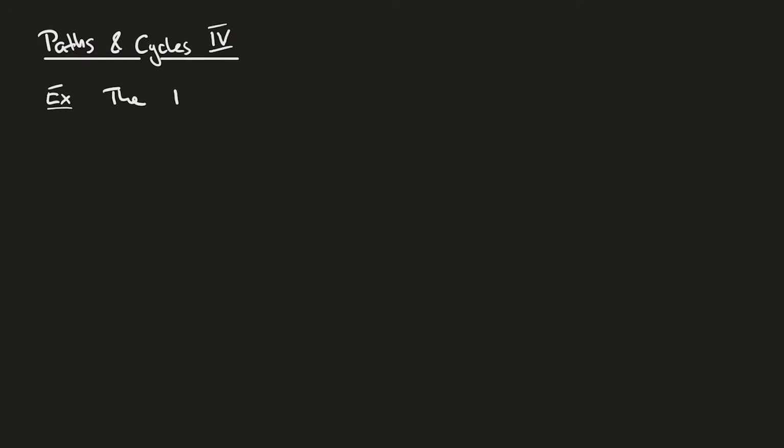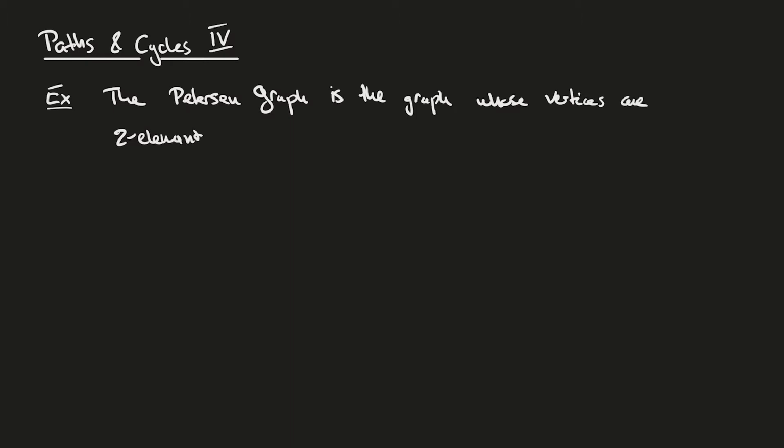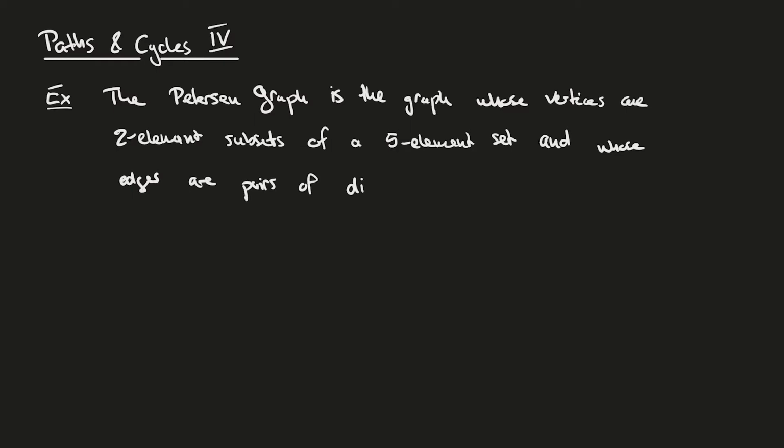The Petersen graph is the graph whose vertices are two-element subsets of a five-element set and whose edges are pairs of disjoint subsets.